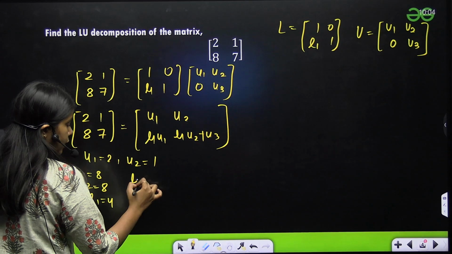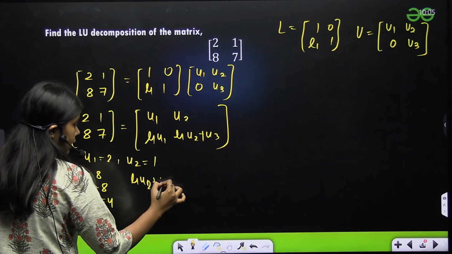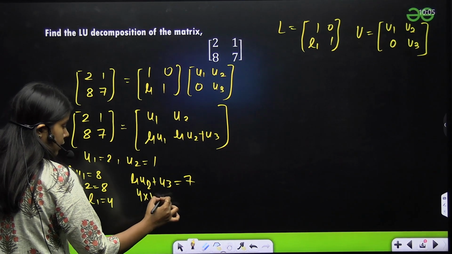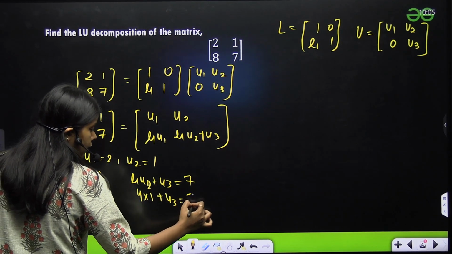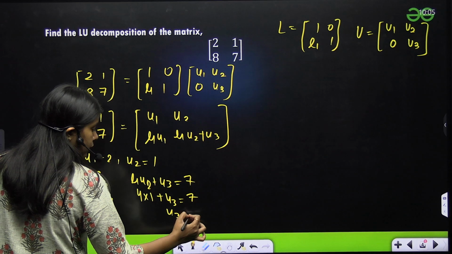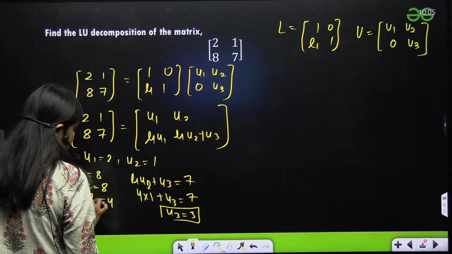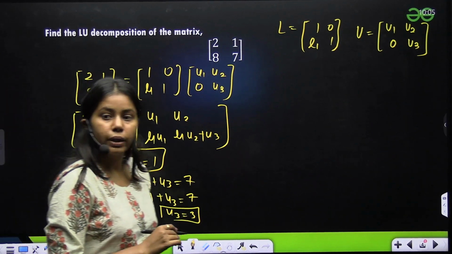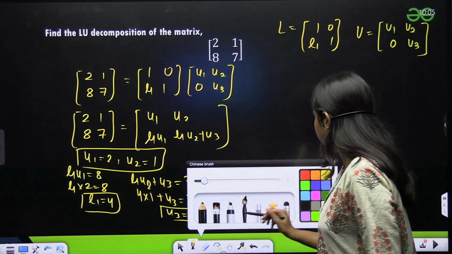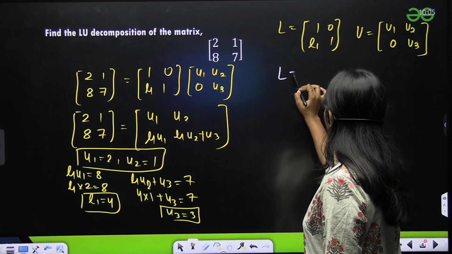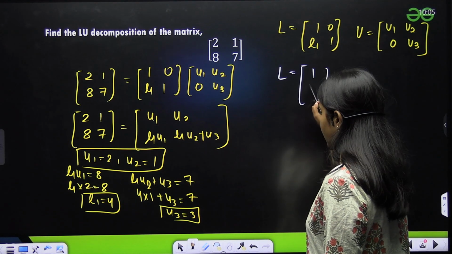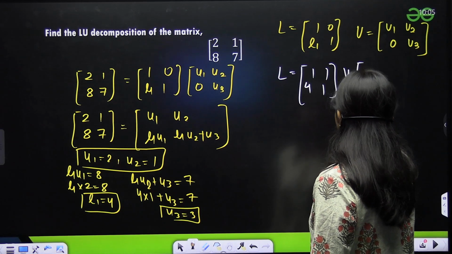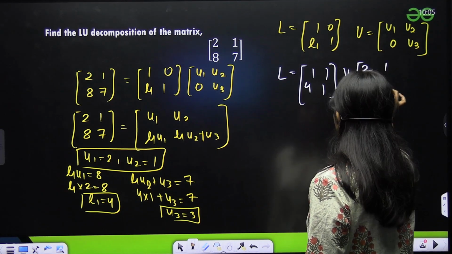And now this L1 U2 plus U3 is equal to 7. So L1 is 4, U2 is 1, U3 plus 4 equals 7, so U3 would become 3. So I got all these values. Now let's substitute the values to get the matrix. This matrix L would be 1, 0, 4, 1, and U is what? U is 2, 1, 0, 3.